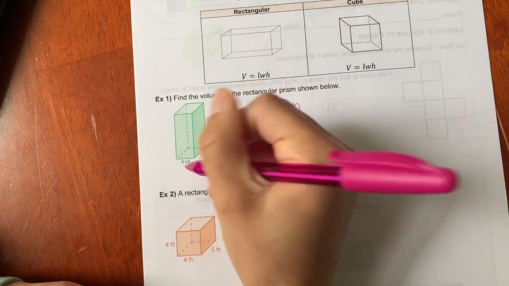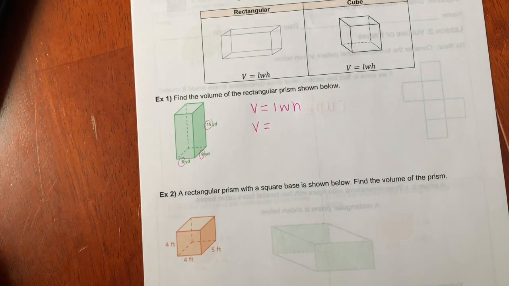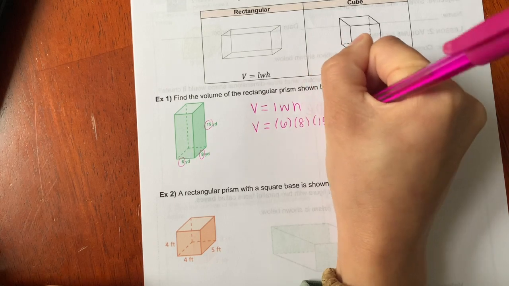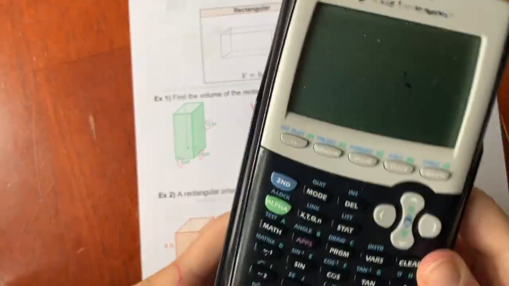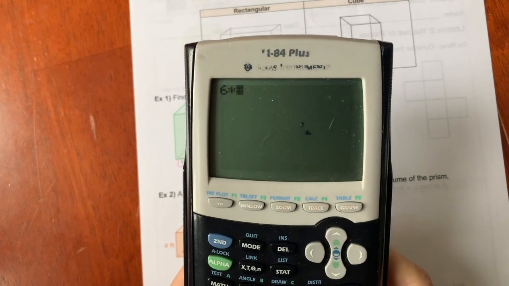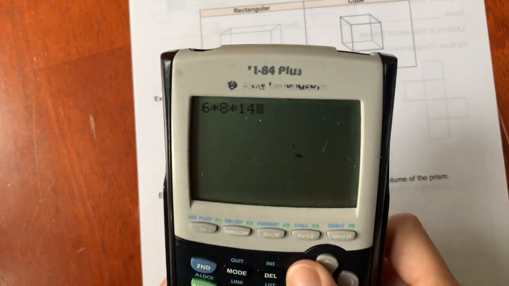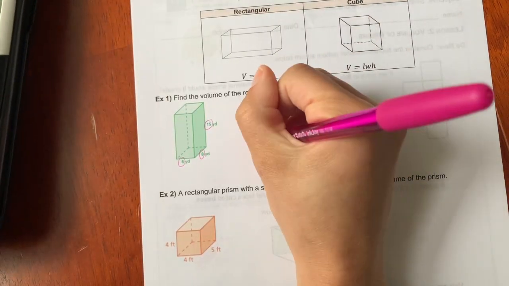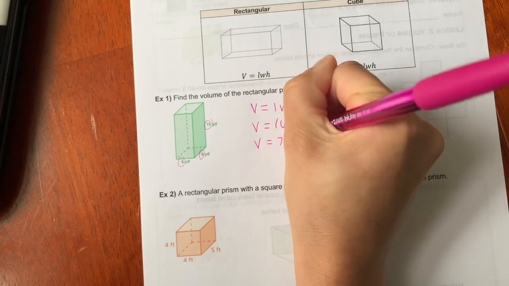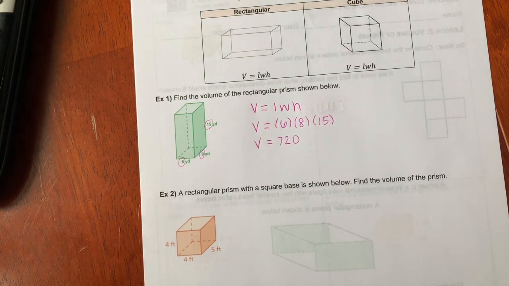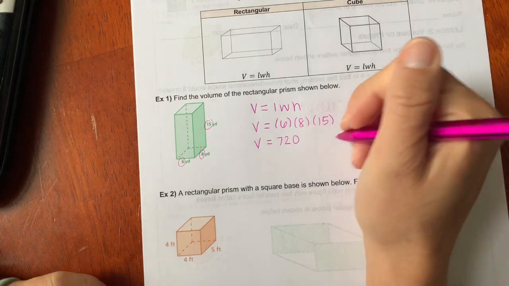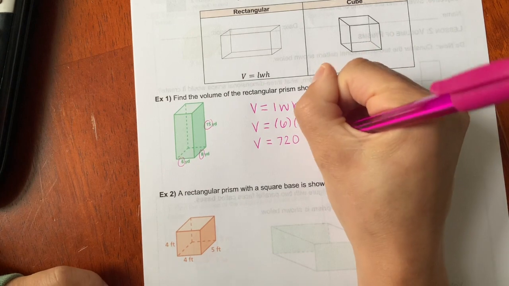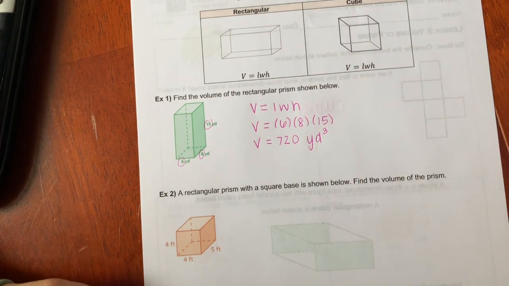Substitute. Length, width, height. 6 times 8 times 15. Volume equals 720, and just like area was squared for two-dimensional figures, this is going to be cubed. So the units are yards, and you're going to say yards cubed.